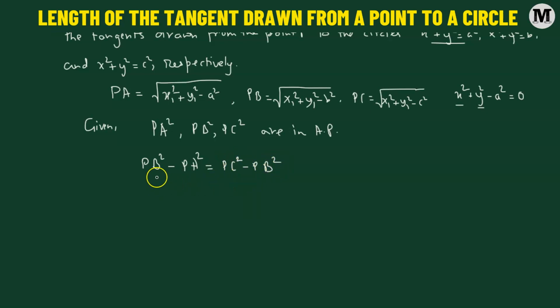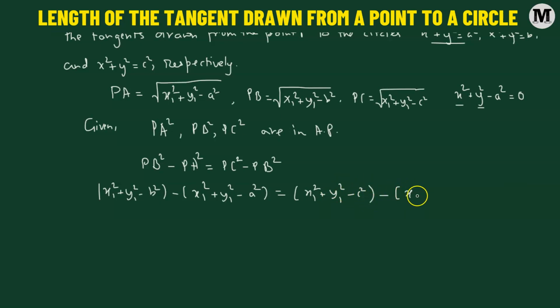Okay, so here let's replace PB squared with x1 squared plus y1 squared minus b squared, and from here we are subtracting PA squared, which is x1 squared plus y1 squared minus a squared. That will be equal to PC squared. So PC squared will be x1 squared plus y1 squared minus c squared, and from it we are subtracting PB squared. So that will be x1 squared plus y1 squared minus b squared.